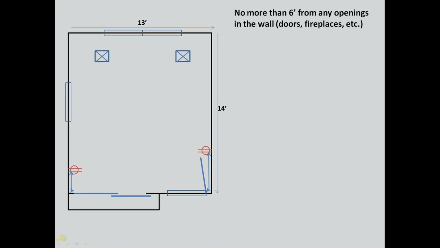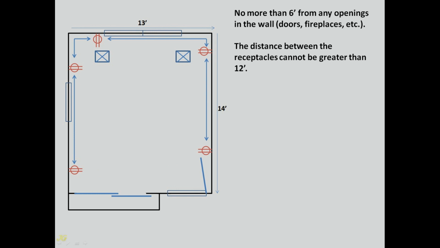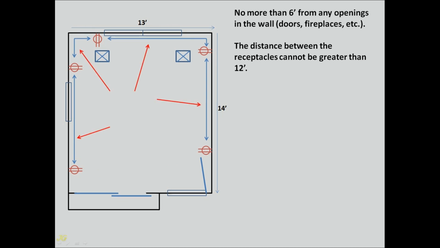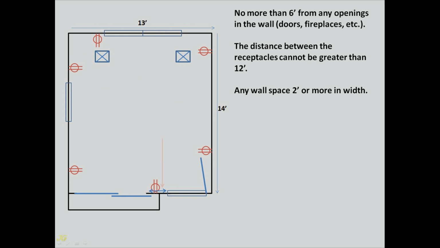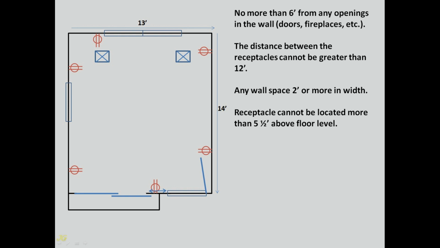No more than 6 feet from any openings in the wall, doors, fireplaces, etc. The distance between the receptacles cannot be greater than 12 feet. Any wall space 2 feet or more in width. Receptacle cannot be located more than 5.5 foot above floor level.